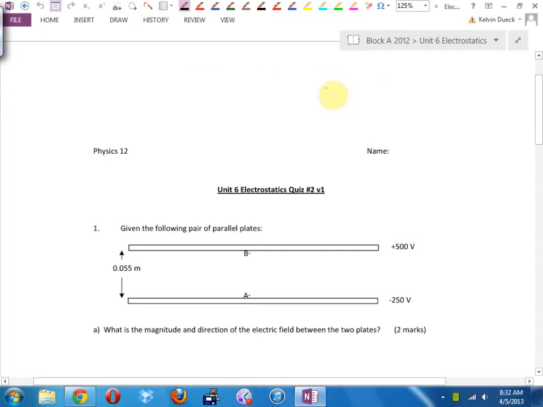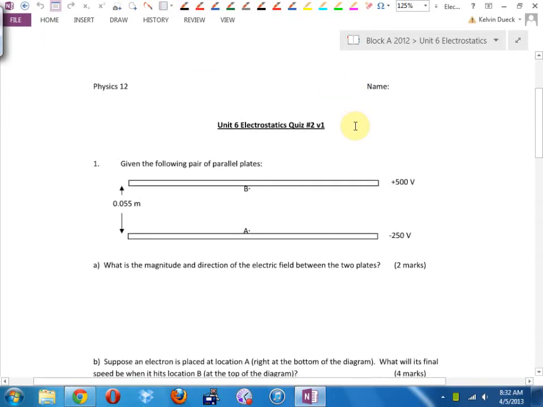So, quiz, mark your own. The first quiz that I gave you before spring break was on point charges. This is on parallel plates. Given the following pair of parallel plates, what's the magnitude of the electric field?